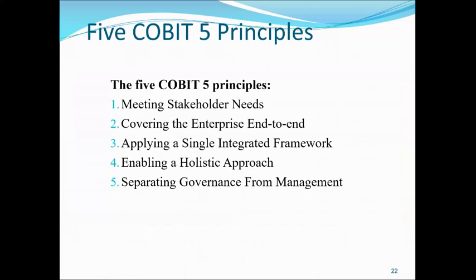Now let's look at the COBIT 5 principles. Meeting stakeholder needs, which I explained on the slide, covering the enterprise end-to-end, applying a single integrated framework. So these are the 5 principles: meeting the stakeholder needs, covering the enterprise end-to-end, applying a single integrated framework, enabling a holistic approach, and separating governance from management. So governance has to be separate, and management should be separate.